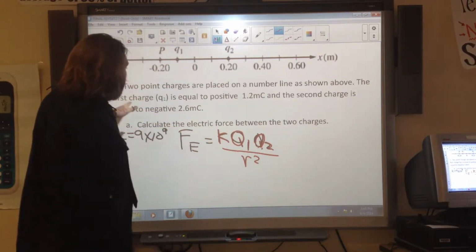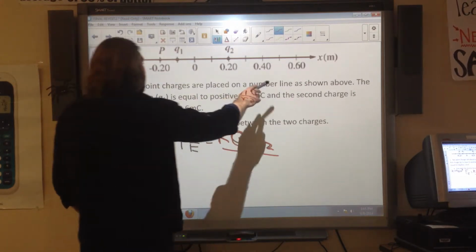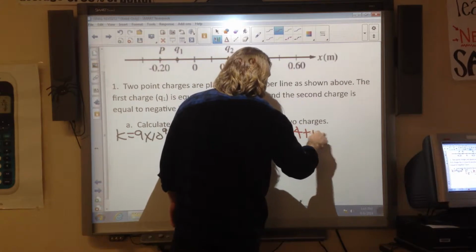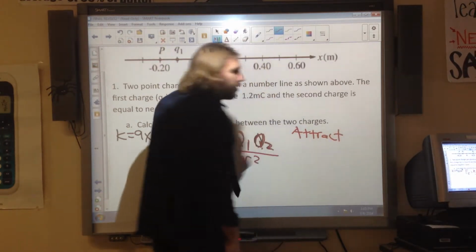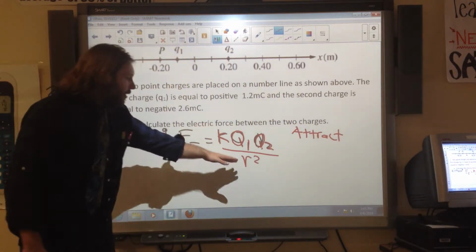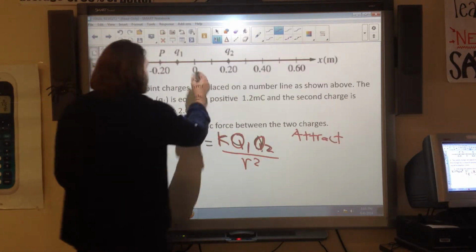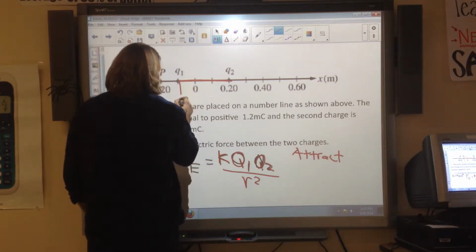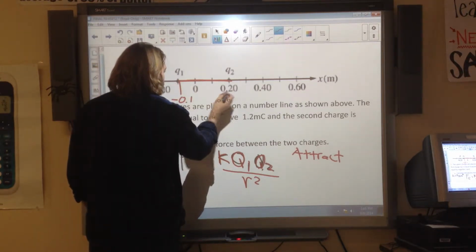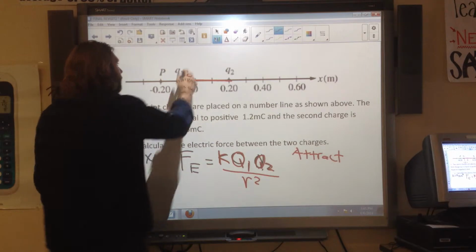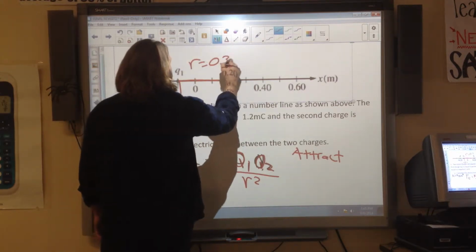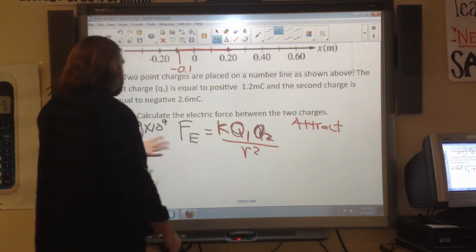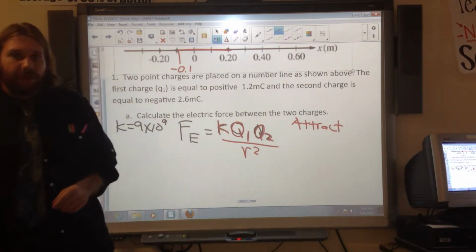So we go back and I see that I have a positive and negative charge. I know they're going to attract. That's what I use the positive and negative for. So I go to this. Now, how do I find R? Well, I go up to the top and I see how far apart these two are. One is at negative 0.1, the other one is at 0.2. So it tells me that my R equals 0.3 meters. I'm good to go. I'm going to give you a second to solve that question.